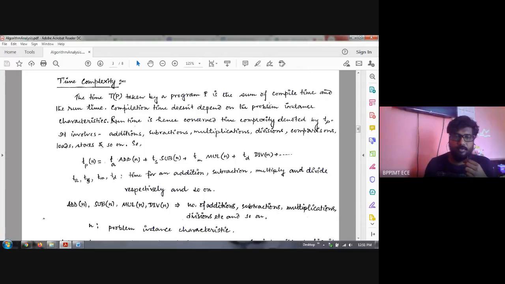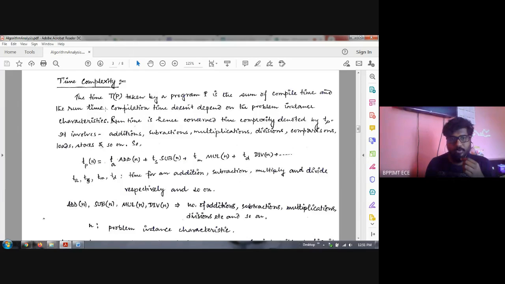Okay. Now, time complexity. Time complexity means the execution time of the program. When we are running the program, how much time is being taken by the compiler or the processor to complete the process of execution? That is what we mean by time complexity.